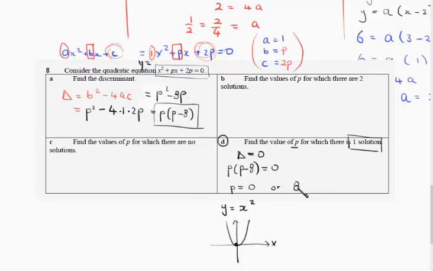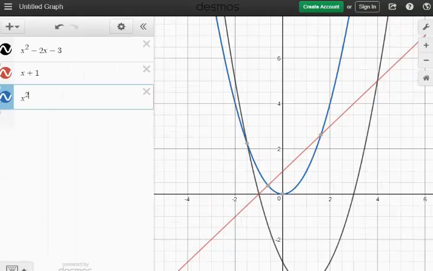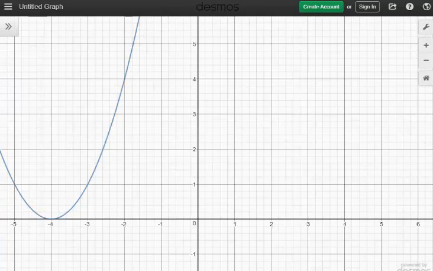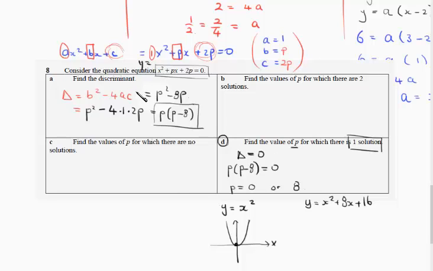Let's consider p equals 8 here. So depending on the value of p, this parabola changes. We're going to get y equals x squared plus 8x, because this is 8, plus, this is 8 now, so 16. So what does that look like? Let's have a look. That gives you x squared plus 8x plus 16. And take a look at the blue guy. This one also has one x-intercept. So that definitely satisfies this condition. So find the value of p for which this quadratic equation has one solution.